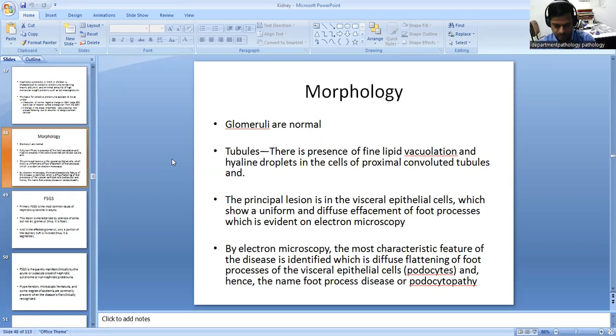By electron microscopy, the most characteristic feature of the disease is identified, which is diffuse flattening of foot processes of all the visceral epithelial cells, that is podocytes only, and hence the name foot process disease or podocytopathy.